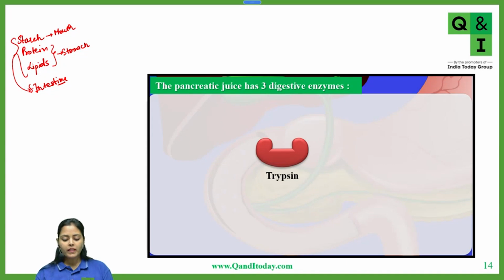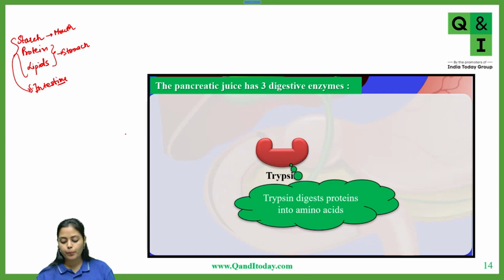Now, what is happening? Trypsin is the enzyme present in the pancreatic juice. The role of the liver's bile salts is over. It is only limited to the emulsification of fats. Now the role of pancreatic juice comes into play. Pancreatic juice has three enzymes, and the first one is trypsin. And now trypsin digests the proteins.